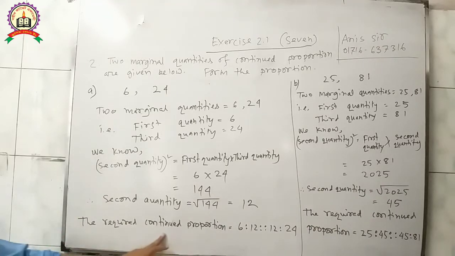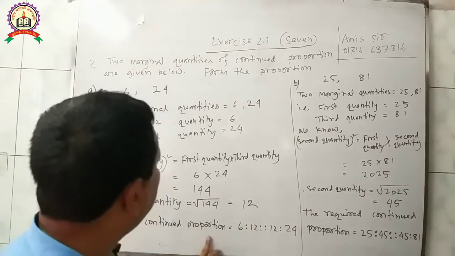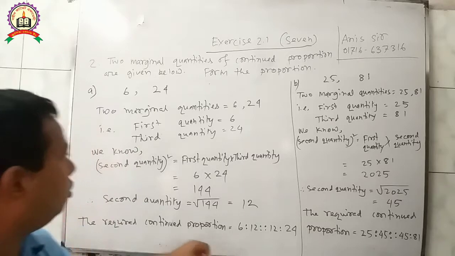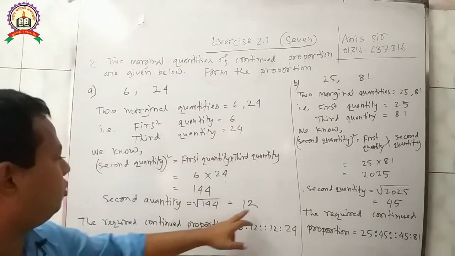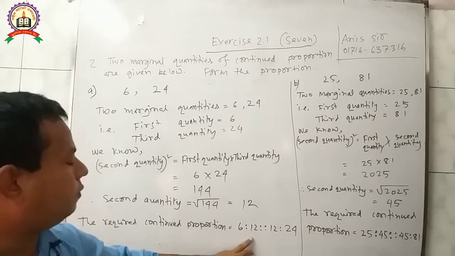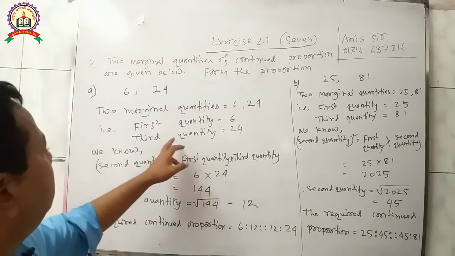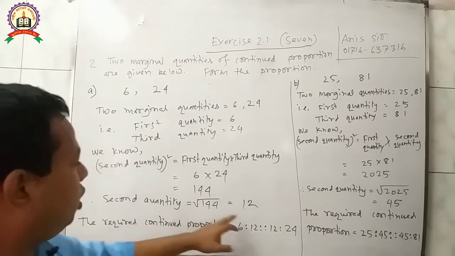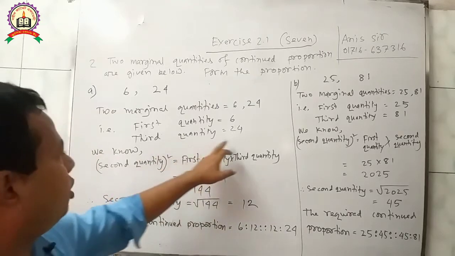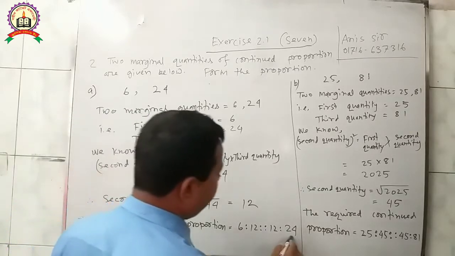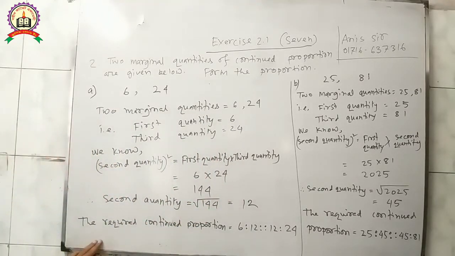So the required continued proportion: the first ratio will be by the first and second quantity. So first quantity 6 and second quantity 12, 6 is to 12 proportion, and the second ratio will be by second quantity 12, so 12 is to third quantity 24, and these two ratios, this is the first ratio and this is the second ratio, are equal. So it is a continued proportion.